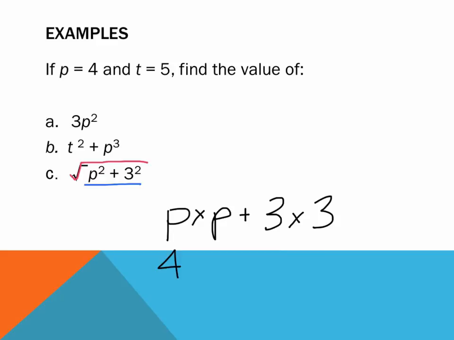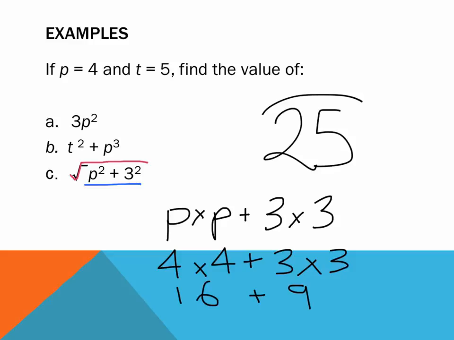Let's sub it in. 4 times 4 plus 3 times 3. 4 times 4 is 16, plus 3 times 3 is 9. 16 plus 9 is 25.